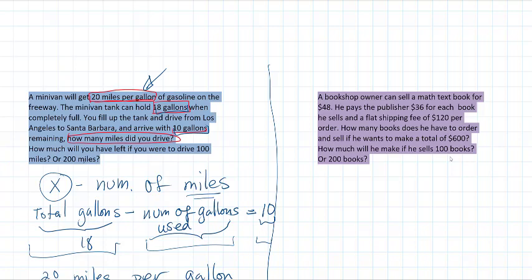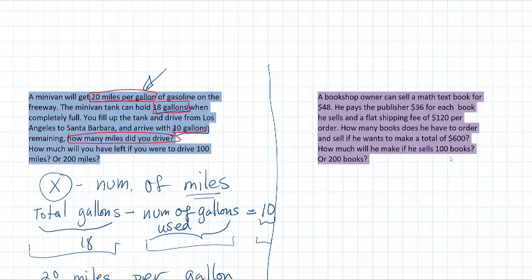Okay, so a bookshop owner can sell a math textbook for $48. He pays the publisher $36 for each book he sells, and a flat shipping fee of $120 per order. How many books does he have to order and sell if he wants to make a total of $600? How much will he make if he sells 100 books or 200 books?